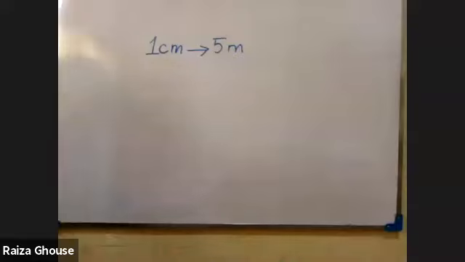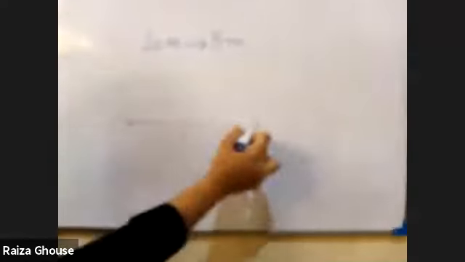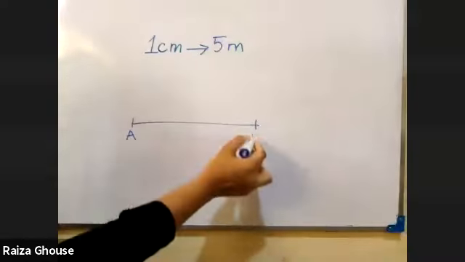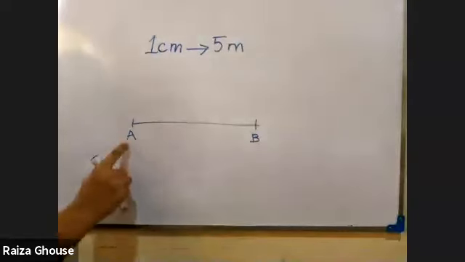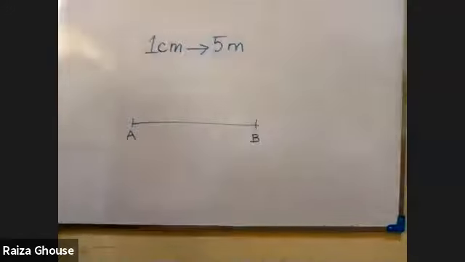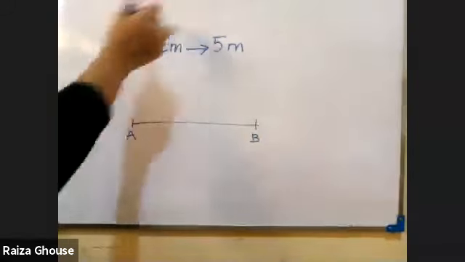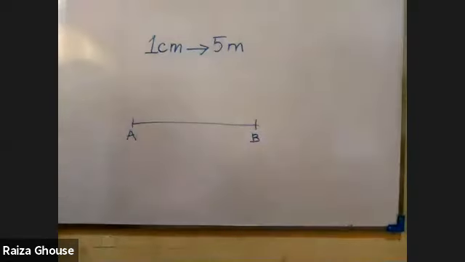Think like that. There is a distance of 5 meters between A and B. Listen carefully, if you listen, you can understand. But you can't draw 5 meters in your writing book. Then what do you do? You take 1 centimeter to represent 5 meters. But how to show this in a scale drawing?